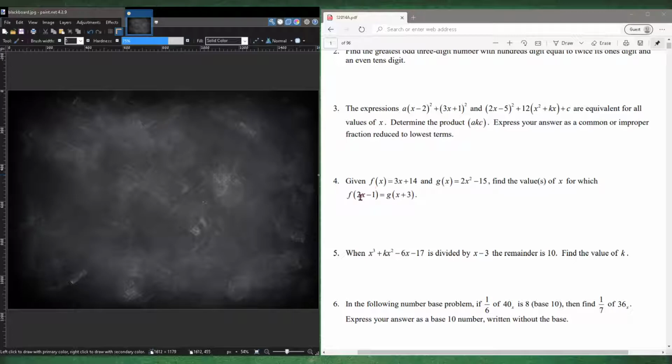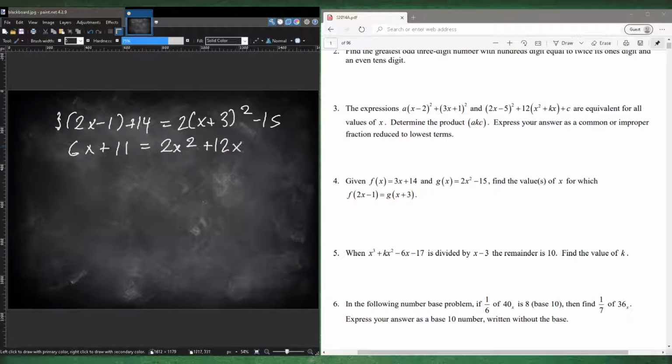So you can substitute x in f of x with 2x minus 1, and the x plus 3 into g of x. So that would be 2x minus 1 times that 3, plus the 14, is equal to 2 times x plus 3 squared minus 15. So that's 6x minus 3 plus 14, plus 2x squared on this side, so plus 6 times 2 is plus 12, plus 6 times 3 is plus 18, minus 15 is plus 3.